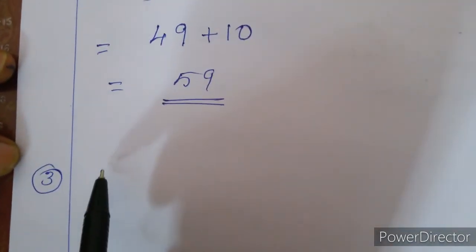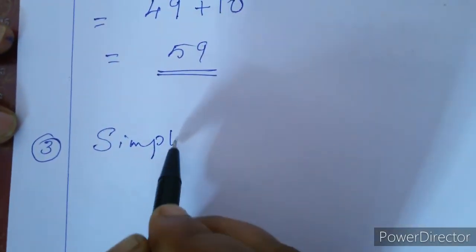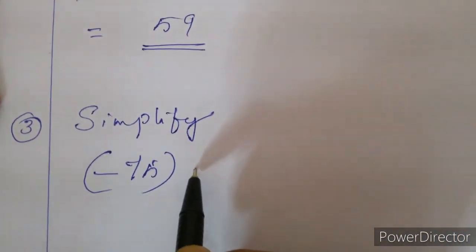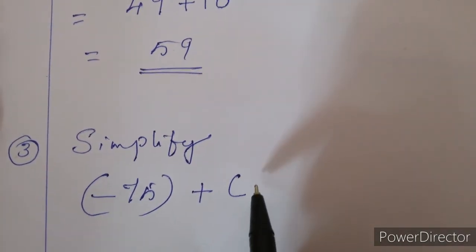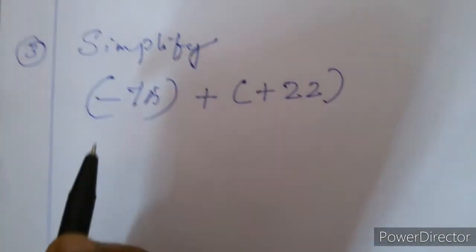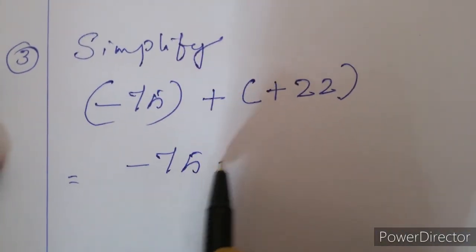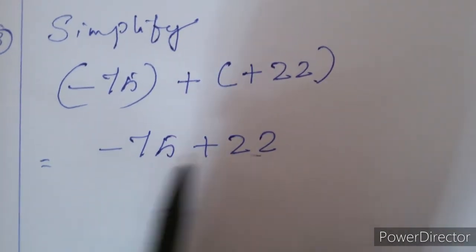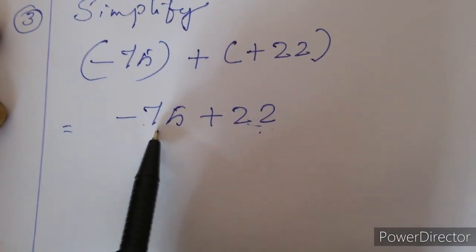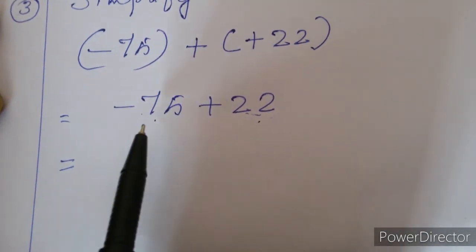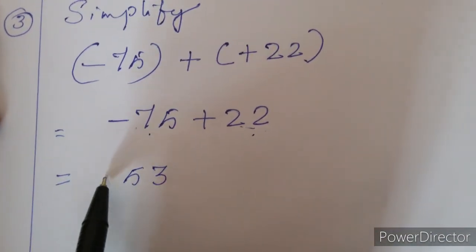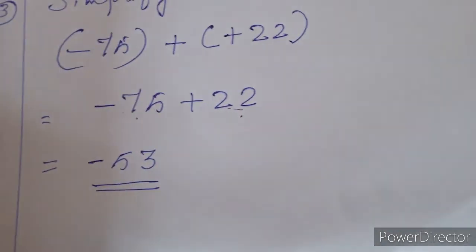Now one more example. Simplify minus 75 plus positive 22. So here both signs are positive, so positive into positive is positive. So minus 75 plus 22. Here the signs are different. This is negative, this is positive. So we have to subtract the smaller number 22 from the larger number 75 and apply the sign of the larger number, negative. So how much? 75 minus 22 is 53. The sign of the larger number is negative. So the answer is negative 53.